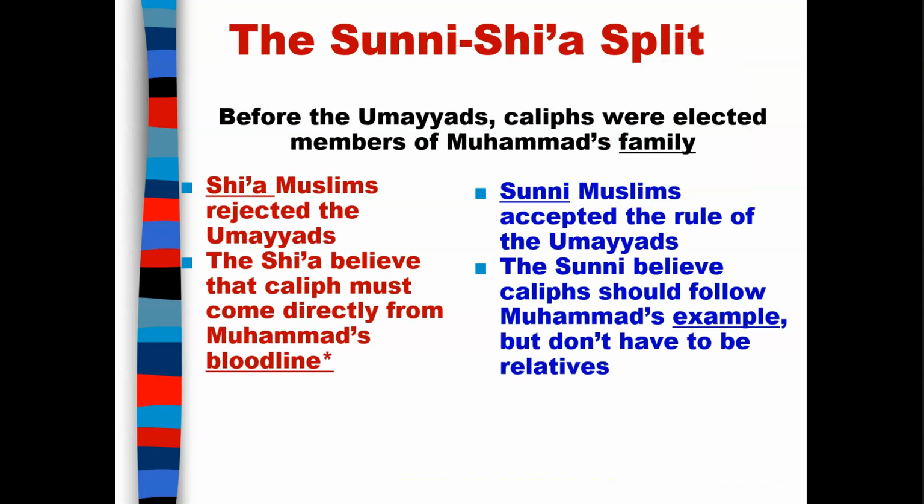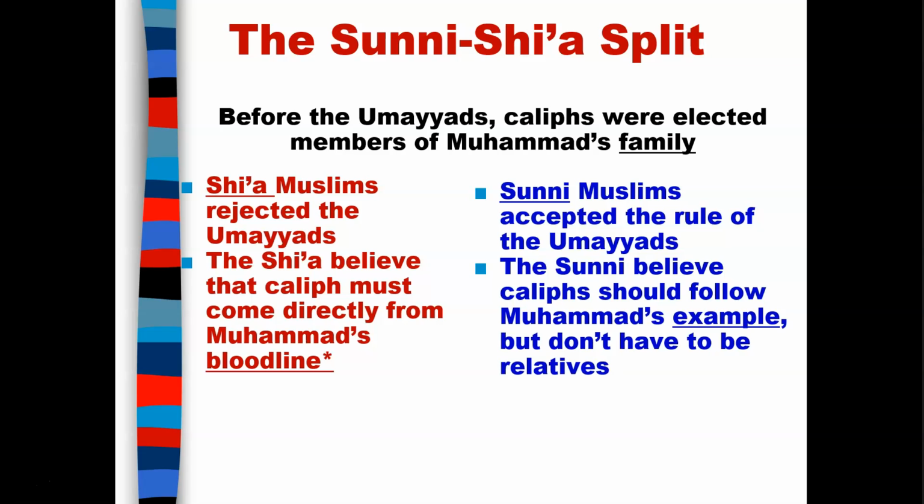Now let's look at two different groups, in this case the Shia Muslims and Sunni Muslims. We're looking at the Sunni-Shi'a Split. Before the Umayyad, Caliphs were elected members of Muhammad's family. Now let's see those differences here.